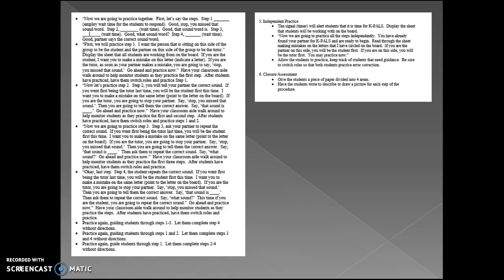The closure, again, will be to give the students a piece of paper divided into areas, and the students will write to describe or draw a picture for each step of the procedure.